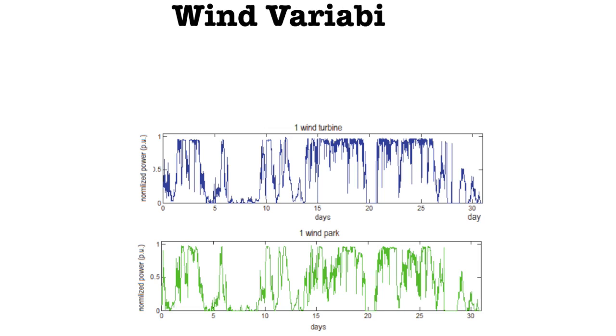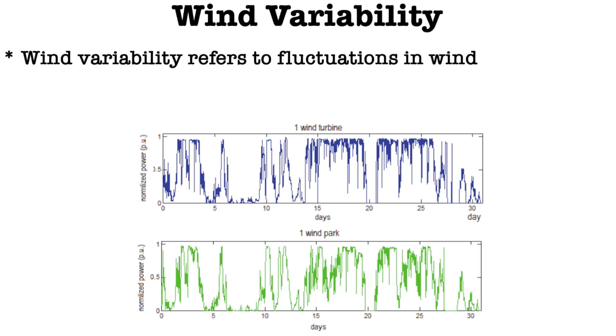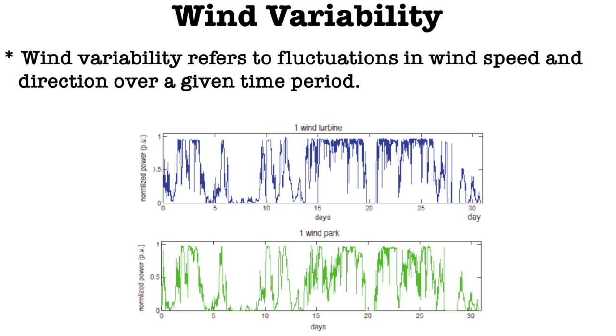Next is wind variability. Wind variability refers to fluctuations in wind speed and direction over a given time period. Understanding wind variability is essential for designing structures, assessing wind related risks, and optimizing wind energy installation.